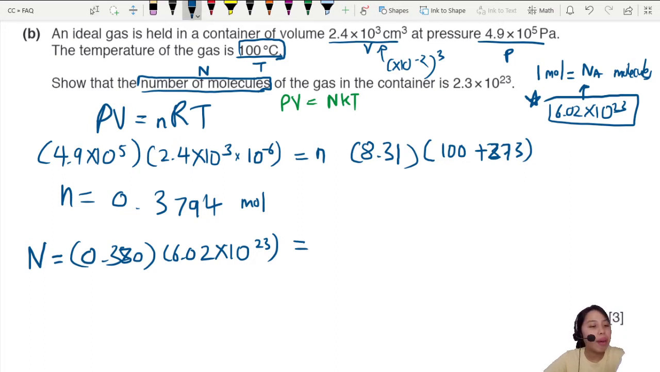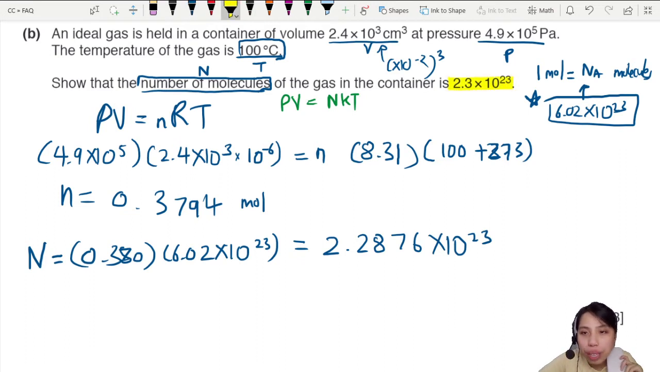So I got about 2.2876, I guess, times 10 to the 23. Did I get the answer that they want me to prove? Yes, I did. 2.3. Very nice.